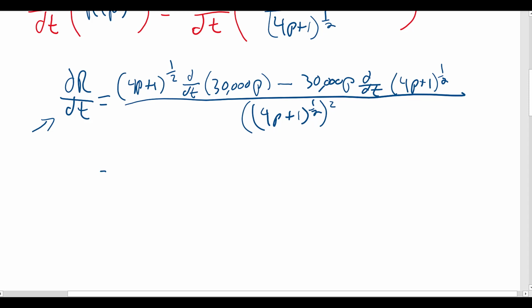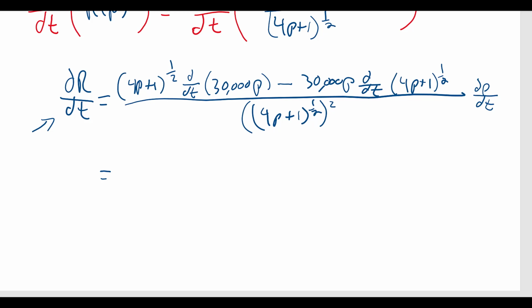I'm not trying to drag this video out. I just want to try to be clear about how we're getting what we're getting. Oh, one more thing. Times dp dt, because p is a function of t. We don't know what that function is necessarily, but we do know what this number is.